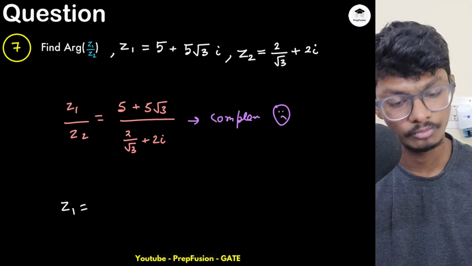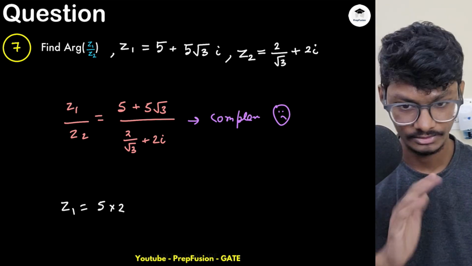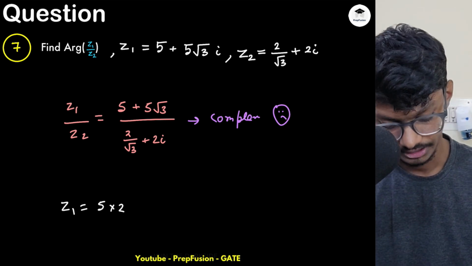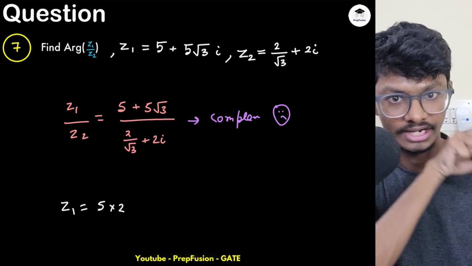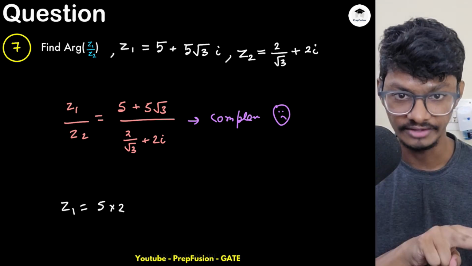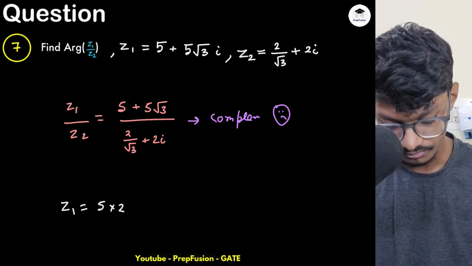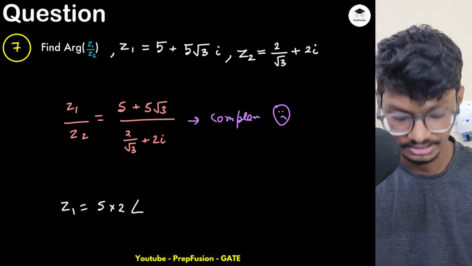So what will be z1 in polar format? What is the magnitude? Magnitude is 5 times 2, which is 10. And what is the angle? As everything is positive, I can simply write theta equal to tan inverse y by x. It is 5 root 3 by 5, which is tan inverse root 3. And tan inverse root 3 is 60 degrees, which is pi by 3.